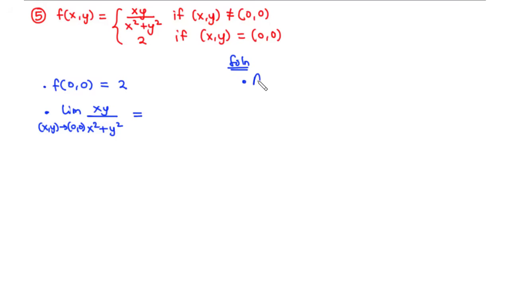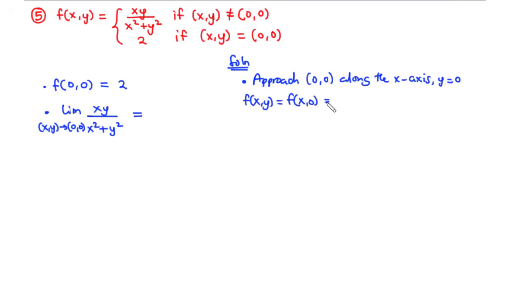So first, we want to approach the point 0, 0 along the x-axis. We know along the x-axis y is equal to 0. So we have f of x, y equals f of x, 0. Wherever we see y, we are going to substitute 0. So for this function, we have x times 0 over x squared plus 0 squared. This is equal to 0 over x squared, provided x is not equal to 0. Then we say that this is equal to 0. So this is the value we obtain after approaching the point 0, 0 along the x-axis.